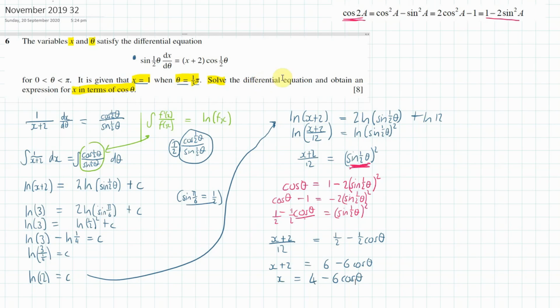Alright guys, I hope that makes sense. Do ask any questions in class if you don't understand this, but it's a good one to have a look at. Application of the double angle rule, also some of our log rules which we're a bit hazy on.